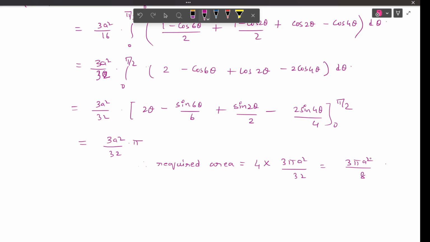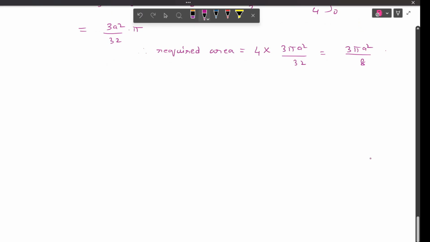Okay. Now let us see our next question. Remember the procedures, because here procedure is important. Otherwise, we will not be able to solve this type of question.